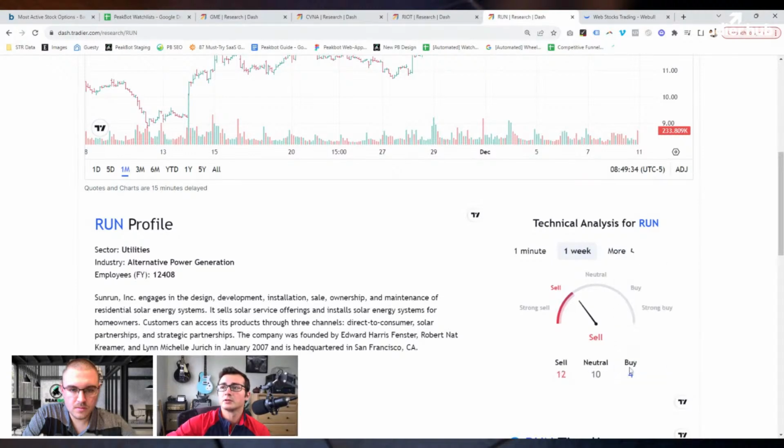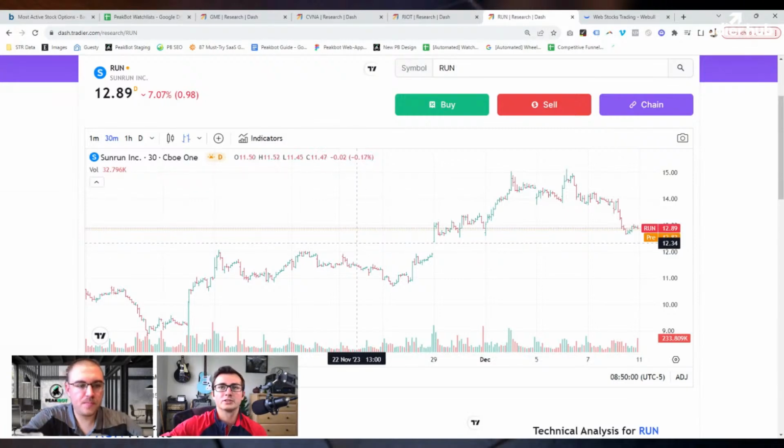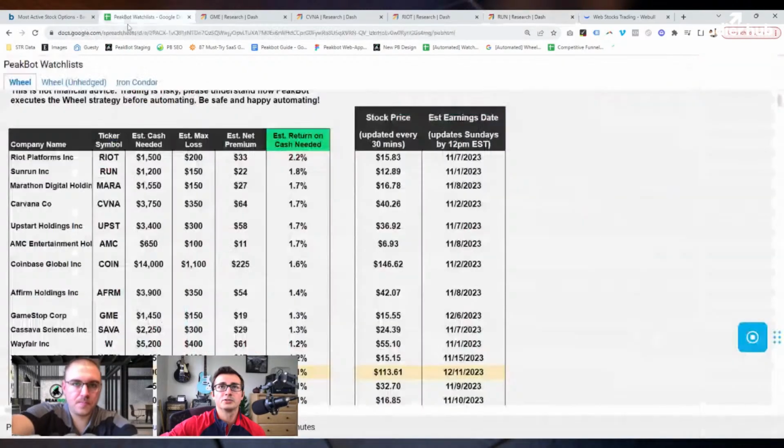I'm going to look at the technical analysis here. 12 sell signals, 10 neutral, 4 buy. Could go either way. The way that the wheel is set up, there is some cushion built in for some price drop. But again, we want to be targeting stocks ideally that are in an upward trend, and there's plenty of options to choose from, right? So no reason to roll the dice when you can just go to this watch list, pull up a few of these, and you could analyze these a lot faster than I'm analyzing them.